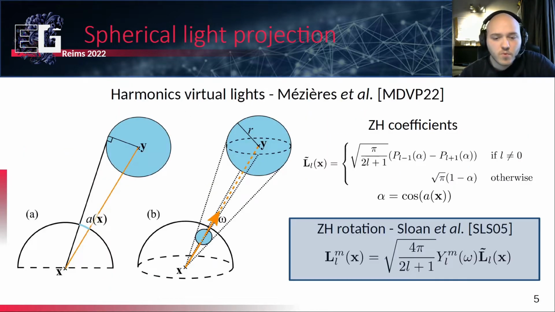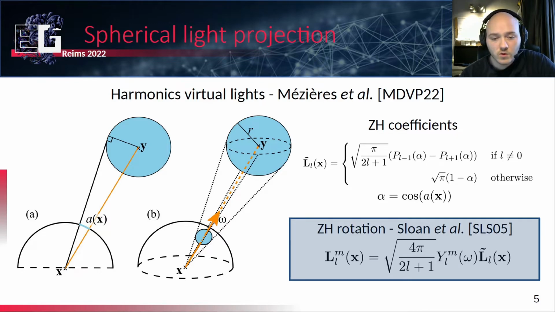Mézières and colleagues propose an efficient spherical harmonics projection for spherical lights. While looking at the radiance field of a spherical light arriving at a point x, the function is circularly symmetric, so only representable by zonal harmonics. They derive an efficient recursive equation to compute the zonal harmonics coefficient. Then, they retrieve the spherical harmonics coefficient by applying the zonal harmonics rotation proposed by Sloan and colleagues.